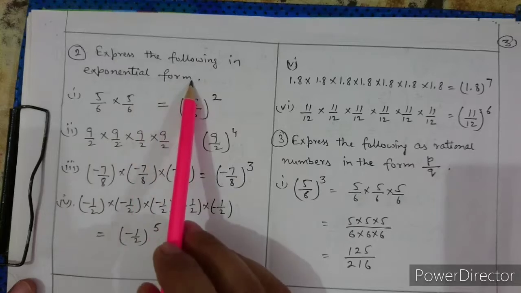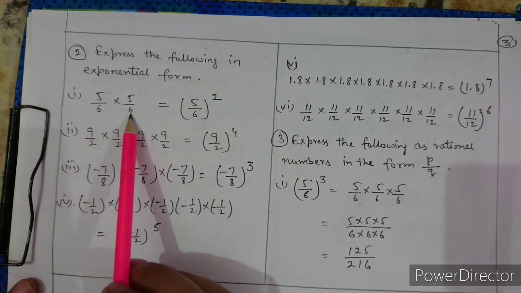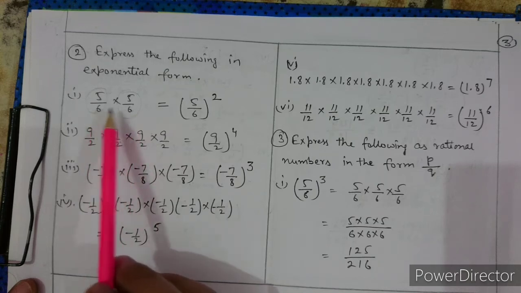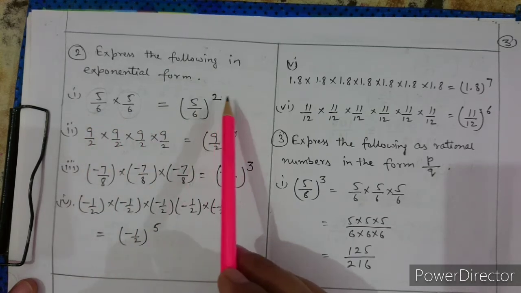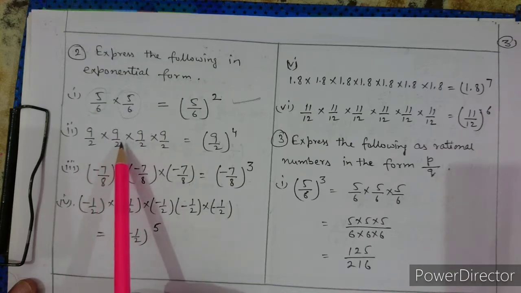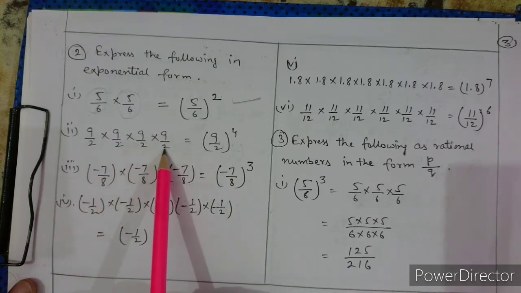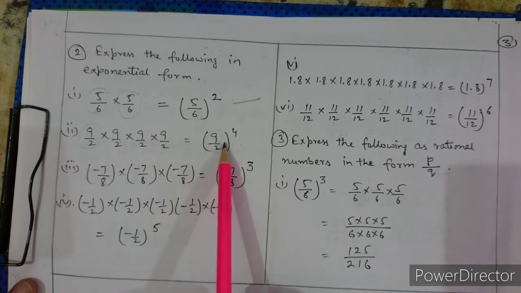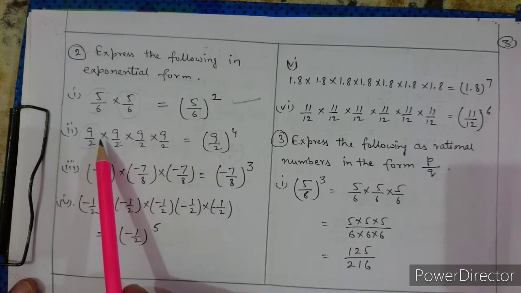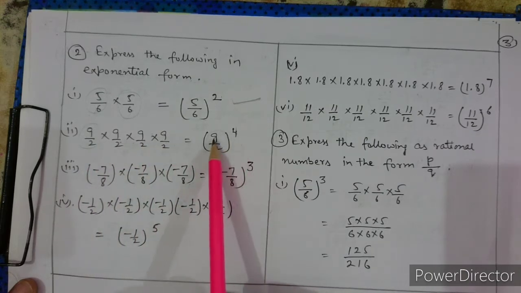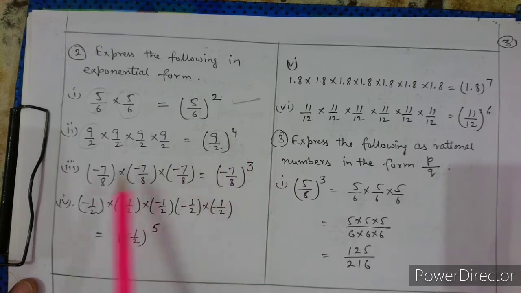Express the following in the exponential form. 5 upon 6 into 5 upon 6. So 5 upon 6 is the base and it is multiplied 2 times. So 5 by 6 raised to the power 2. 9 upon 2 multiplied by 9 upon 2 multiplied by 9 upon 2 multiplied by 9 upon 2. So 9 upon 2 is the base and how many times is it multiplied? 1, 2, 3, 4. So 9 upon 2 raised to the power 4.